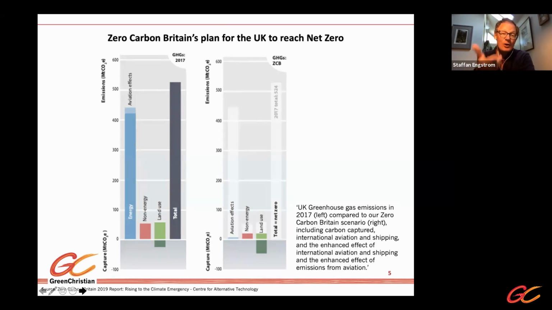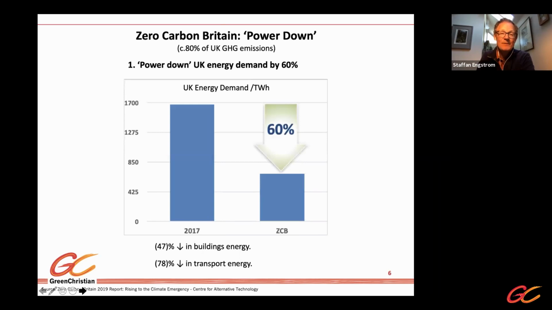And what they're really saying is we can fundamentally reduce the impact of energy on fossil fuels, and we can make land sinks so much more effective, reduce the energy needed in non-energy, and therefore net zero this whole thing. And they've got some phases. The first issue, of course, has to be power. And the first phase that they talk about is what they call power down, reducing the amount of energy demand in the UK by 60%. 60%, half reduction in buildings energy, nearly 80% reduction in transport and energy.